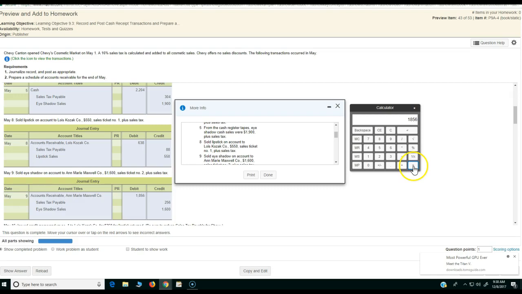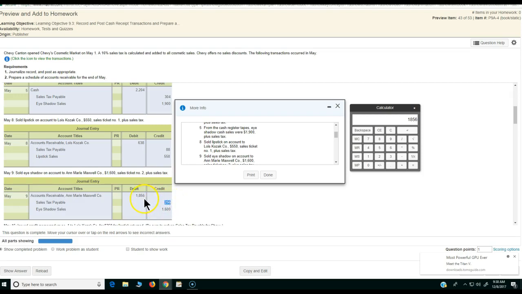So we're using a multiplier of 116%. To get the gross amount, the total amount is $1,856, and once you know that, you can only record $1,600 as the revenue. The other $256 has to be the sales tax.